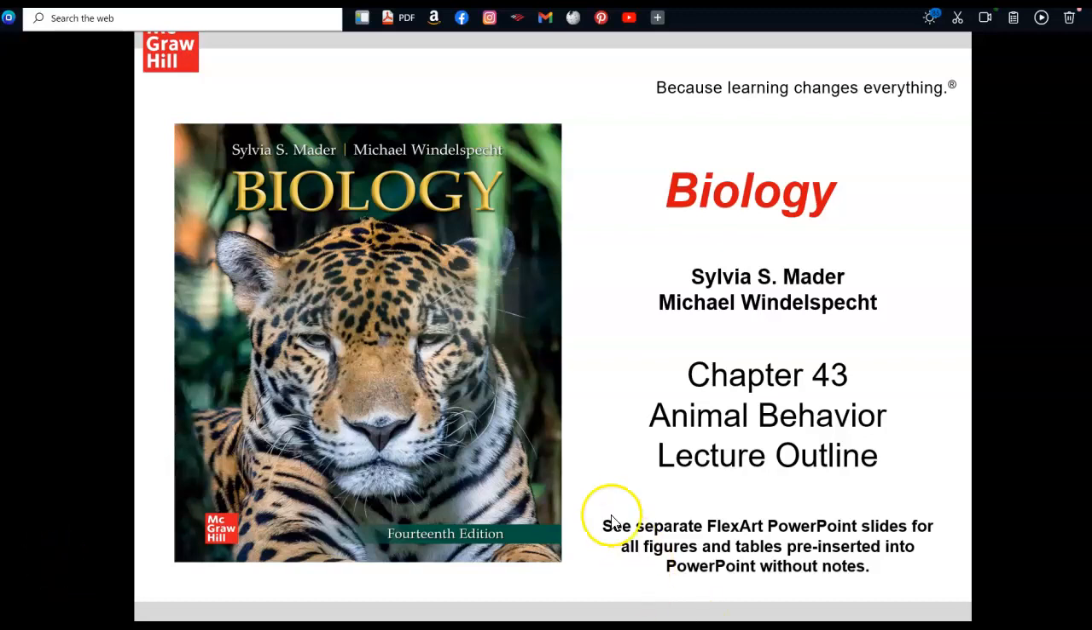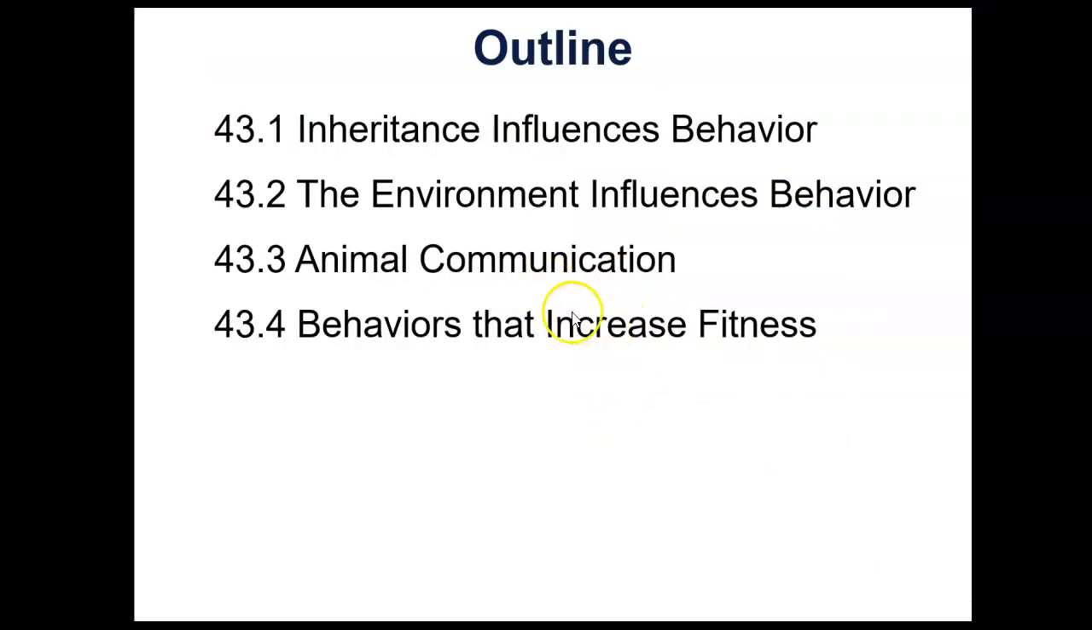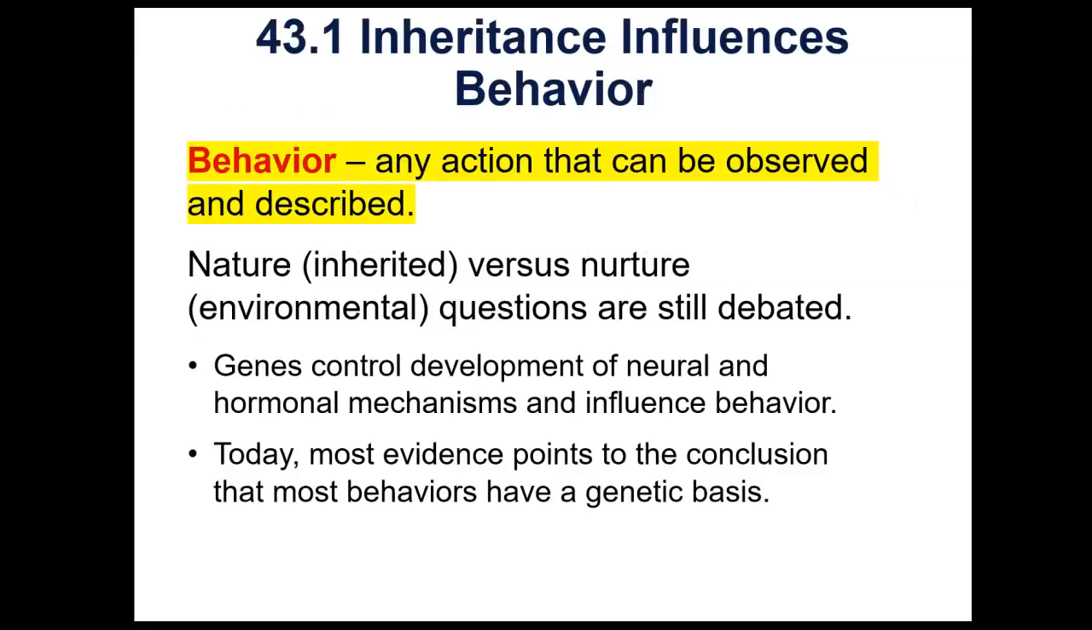These are the lecture notes for Chapter 43 on animal behavior. Section 1 is on how genetics influence behavior, genetics or inheritance. Section 2 is on how the environment influences behavior. Section 3 is on the different ways animals communicate. And Section 4 is on behaviors that increase fitness.